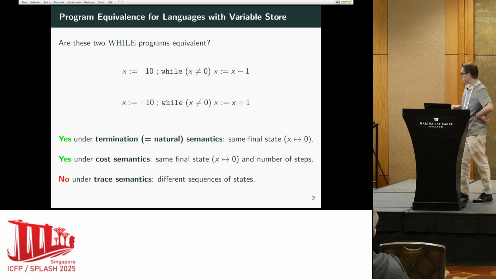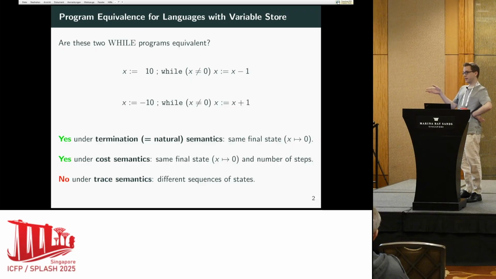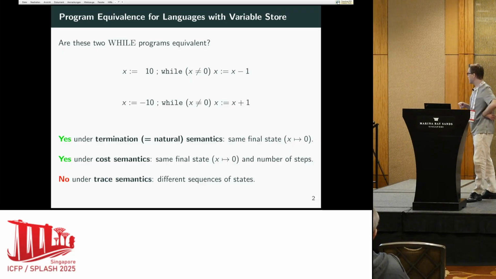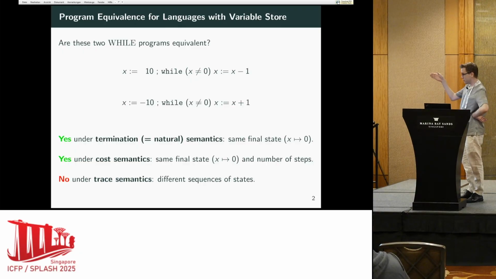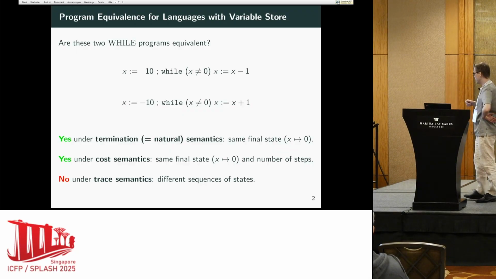But another sensible notion of semantics is trace semantics, which means you consider the sequence of states generated by the program. In this case, obviously, the sequence of states is not the same, although the final state is the same, right? So they are not equivalent under trace semantics. These are notions of semantics that we would like to reason about.